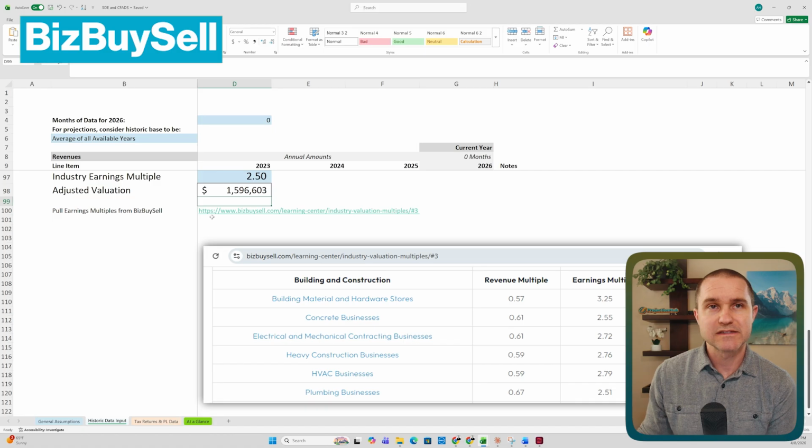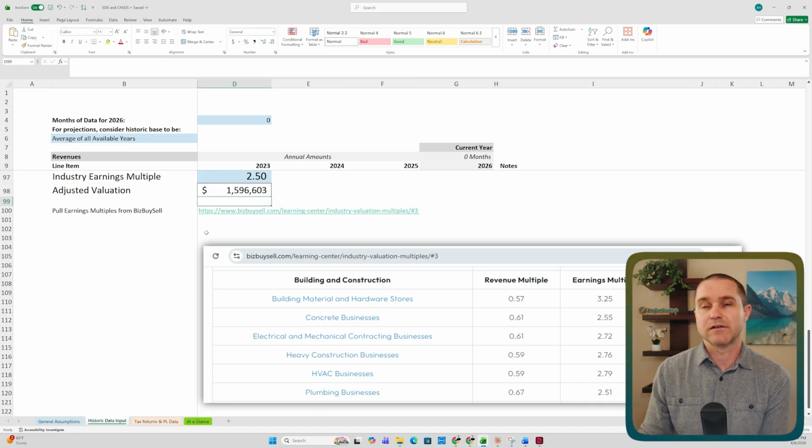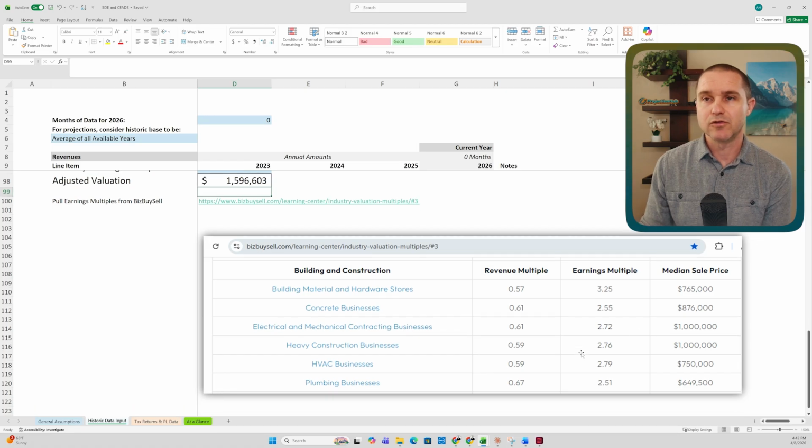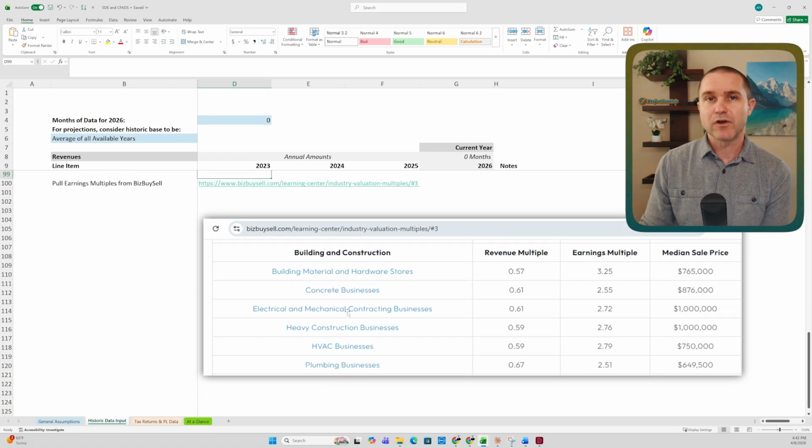You can go to BizBuySell. It's a listing site for selling your business. And you'll see this, if you look for their industry valuation multiple. You can Google this. You'll see different industries, and they'll provide both a revenue multiple and a typical earnings multiple. So you want to look at the earnings multiple.